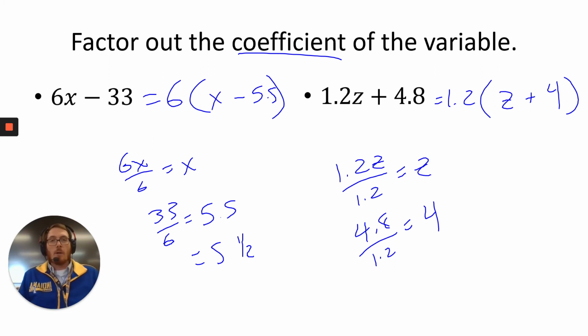For the second one, I have 1.2z plus 4.8. I'm going to divide both of those by the coefficient, which is 1.2. So 1.2z divided by 1.2, what you'll notice is that that always just becomes one of those variables. And then 4.8 divided by 1.2 will be just 4.